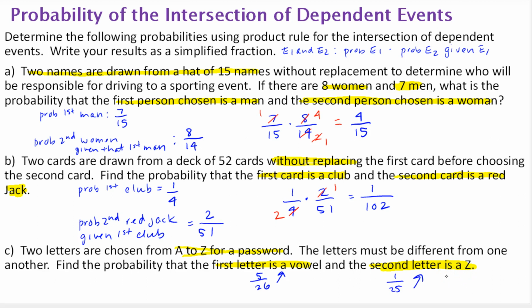Now we can find this product. Let's do this in red over here to the left. 5 over 26 times 1 out of 25. I see a common factor of 5 I'm going to cancel. So that reduces to 1. This reduces to 5. And 1 times 1 is 1. And 26 times 5 is 130. So 1 out of 130.